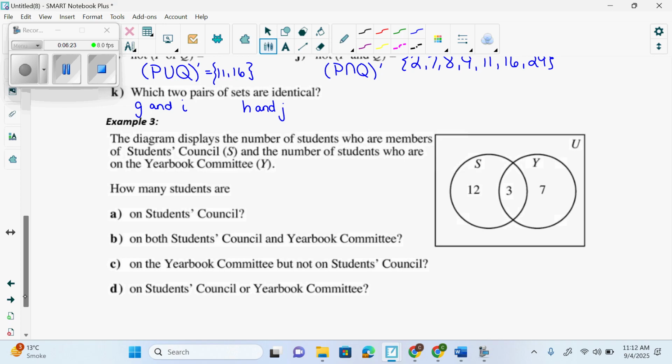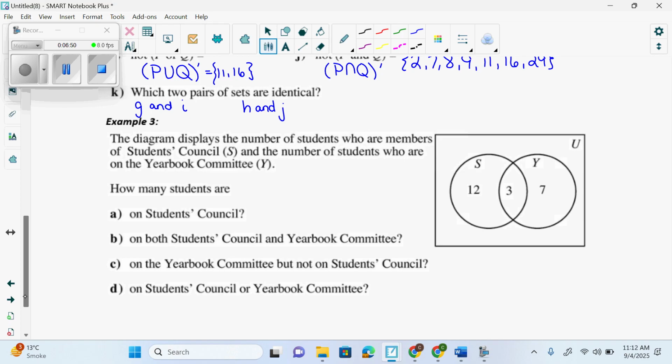Okay. Now a lot of these are word problems. So do you see how this Venn diagram has 12, 3, and 7 in it? Does it mean 12 is the only element in S, 7 is the element in Y only, 3 is the element in S and Y? Or does that mean the number of people or items or objects? Yeah, so this is different than the previous one in just the way they set up the Venn diagram.